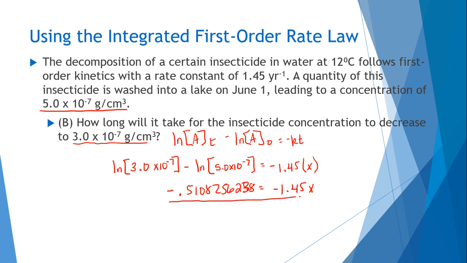Now I do want x by itself, so I'm going to divide everything by negative 1.45, and you get your x equals 0.3529, but I'm going to keep it as 0.35 for sig fig purposes. And I need a unit for time because I'm asking how long. Since my rate constant is per year, my unit for time would be years. So it takes about 0.35 years, so less than a year, less than half a year actually, for this insecticide to decrease in its concentration.